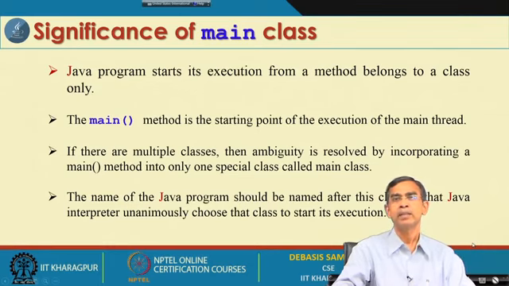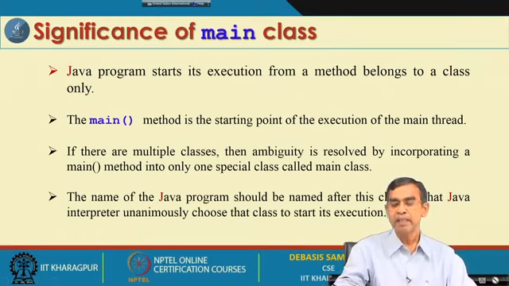So, out of the many methods, if the main method is there in that class, execution will start by invoking this main method, and then the main method will call some other methods, create many objects, and do whatever operations are there.